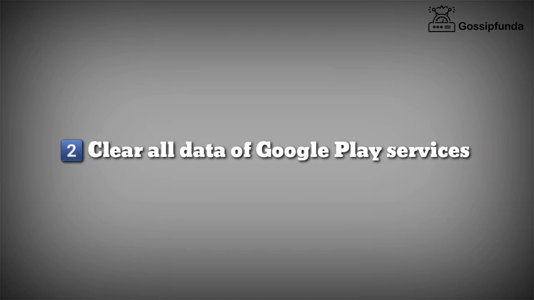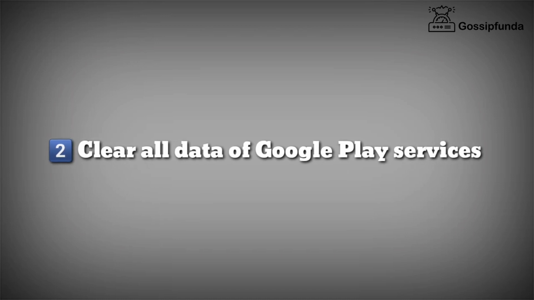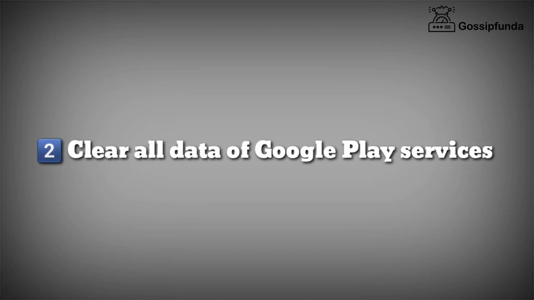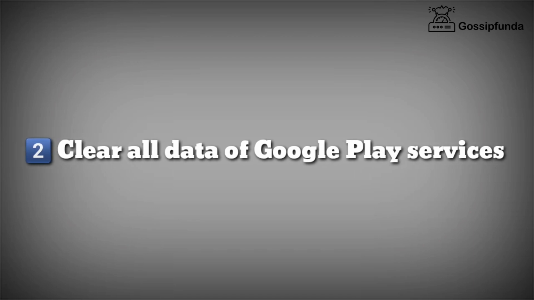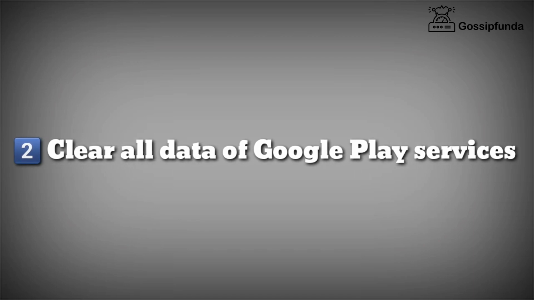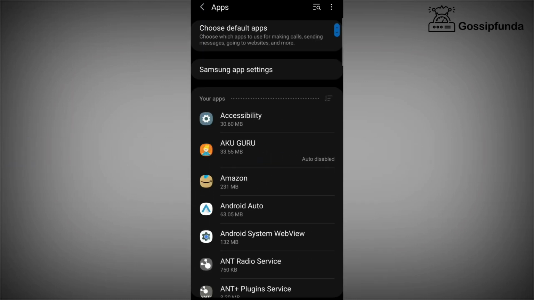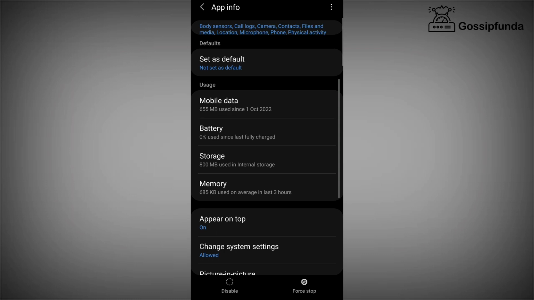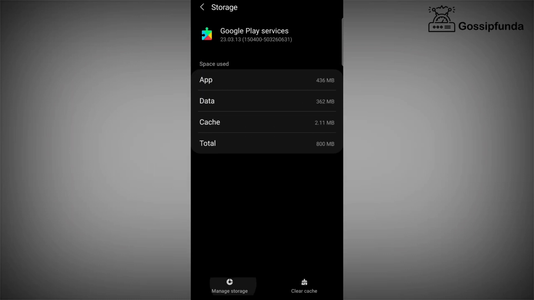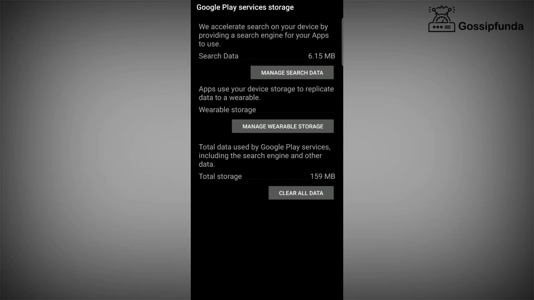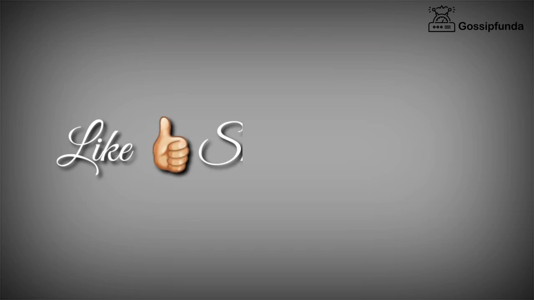Now in the next step you have to unlink your device from Google Play services, because Google Play services also restrict your device to run applications downloaded from unknown sources. Simply go to settings, open apps, open Google Play services, clear data and simply uninstall this application, and then your issue will be resolved.